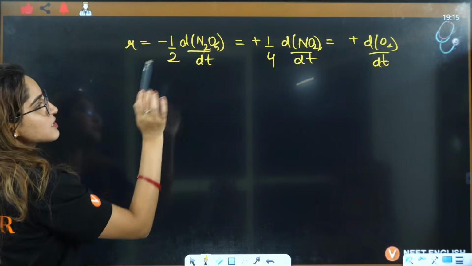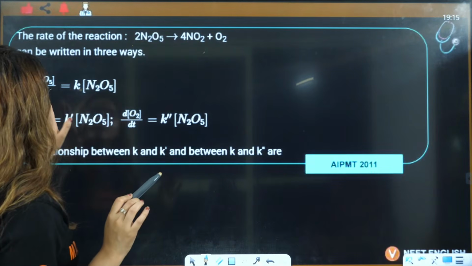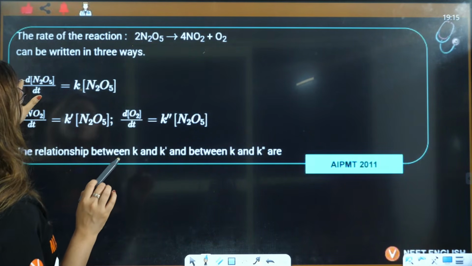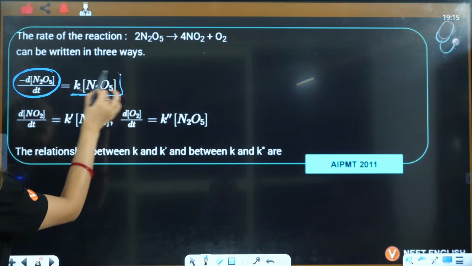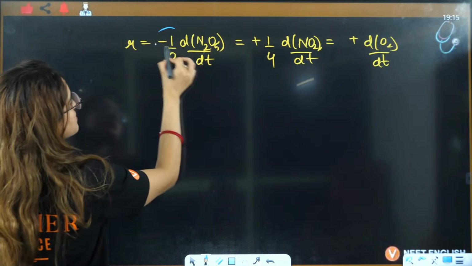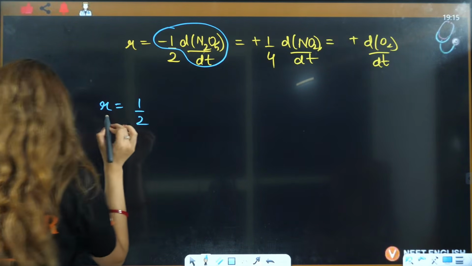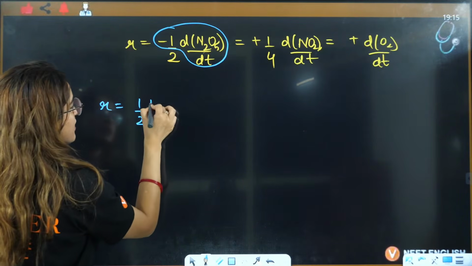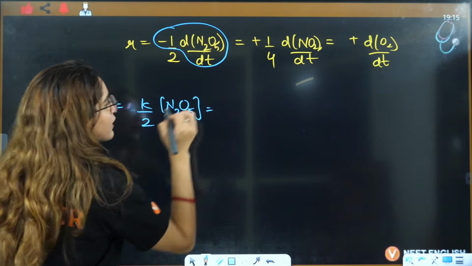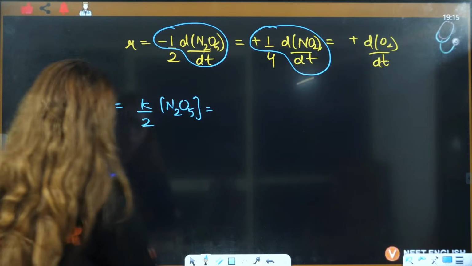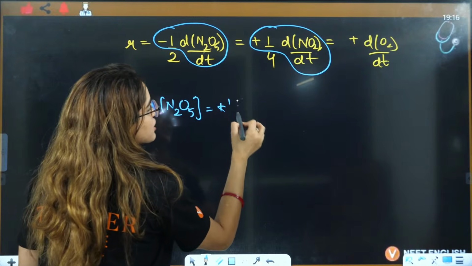So now you have this as your rate, right? Rate is done. Now, this is minus dN2O5 by dt, and minus means disappearance. This is given to be K of N2O5. So can I write this here? This R is equal to K into N2O5, so I'll write K by 2 N2O5. I just have to substitute the values here. This thing is given to you as K dash N2O5. So can I just write here K dash N2O5?